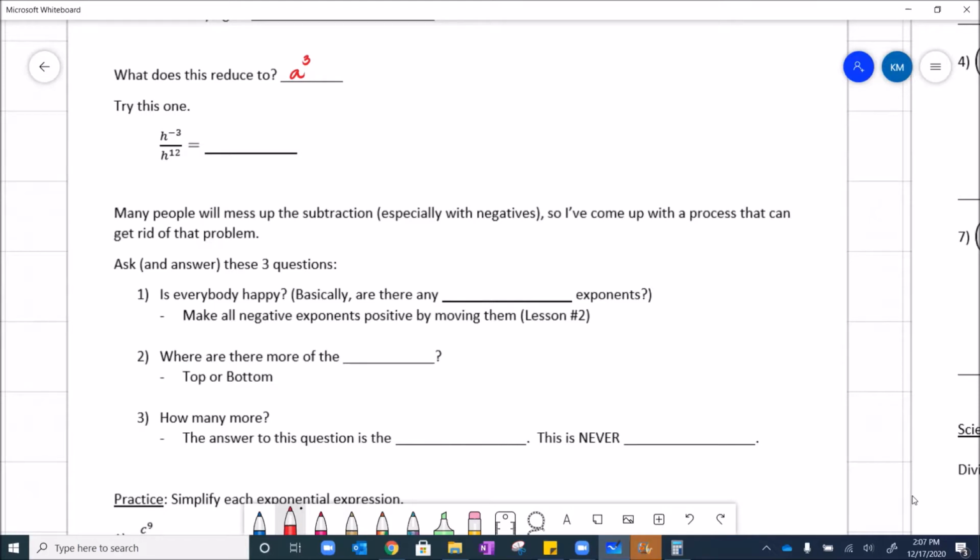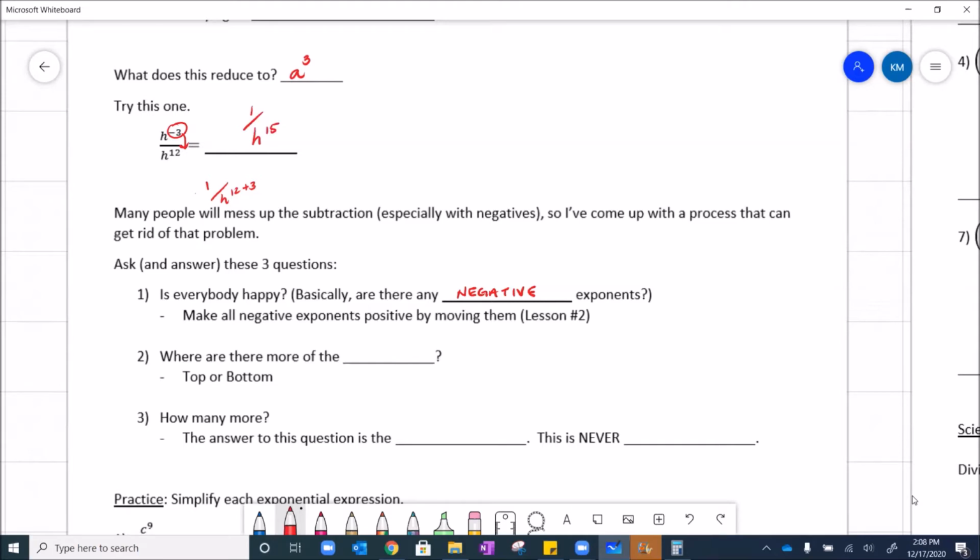First, ask yourself these 3 questions. Is everybody happy? Basically, are there any negative exponents? If so, make all the negative exponents positive by moving them. Here we do have a negative exponent that's unhappy, so let's make it positive by moving it. So 1 over h to the 12th, and we move that down to the bottom, so plus 3. For this problem, we'd have 1 over h to the 15th.